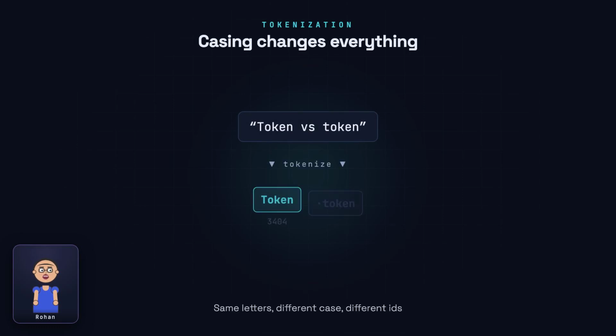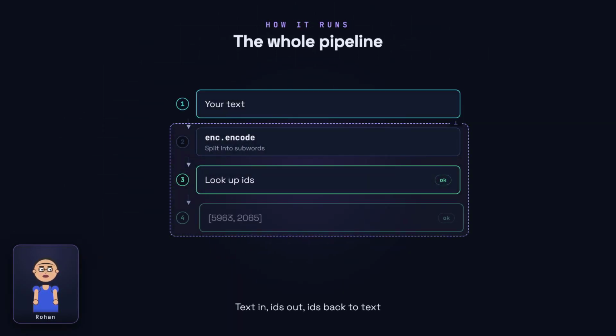Here's the same word in 2 guises. Capital T "Token" and lowercase "token" with a leading space are entirely different tokens with different IDs. The tokenizer does no lowercasing for you. Case and whitespace are part of the signal, so a stray capital letter or an extra space genuinely changes what the model receives.